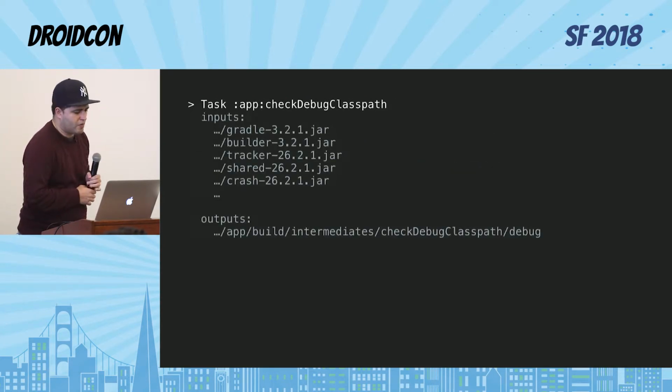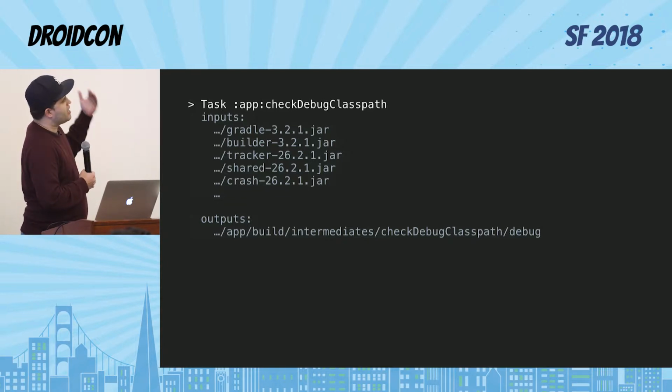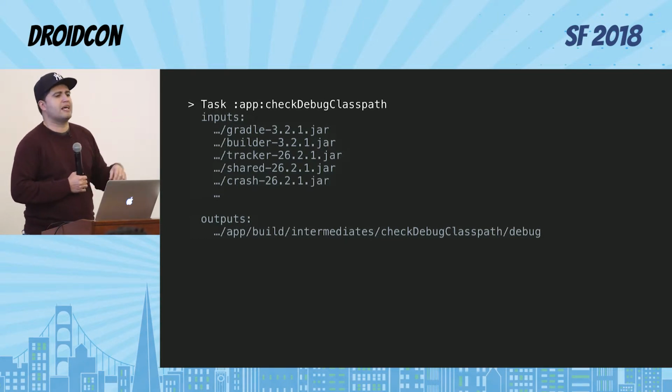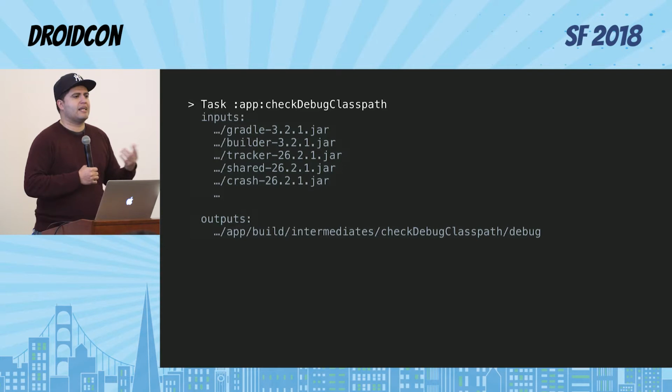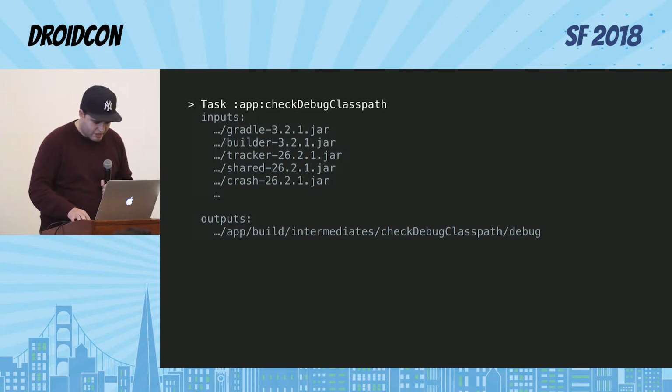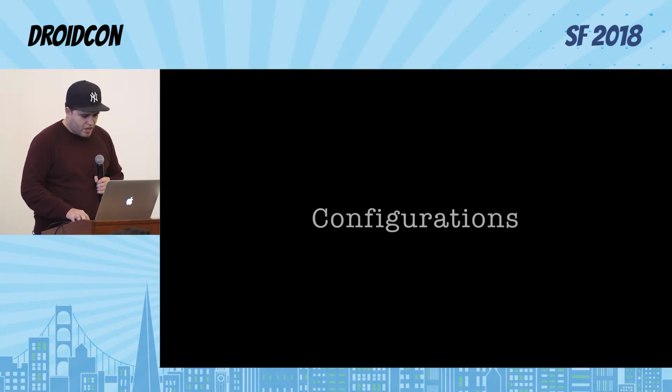Here's an example. Who knows what this task is? It doesn't really matter, but it's nice to know what the input files are and the output files. I find the output files or directories more important because now I can ls into it, cat the output, try to reason about it. What is this? And I think that just the more tools you have to debug, the better.